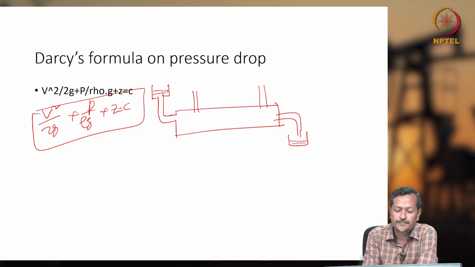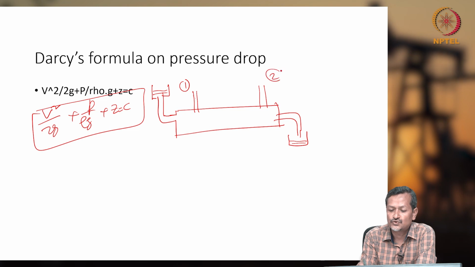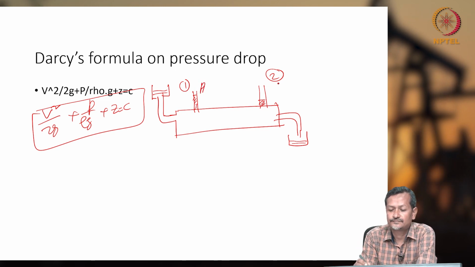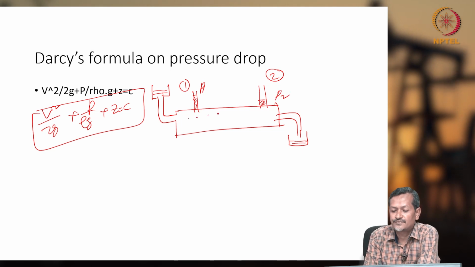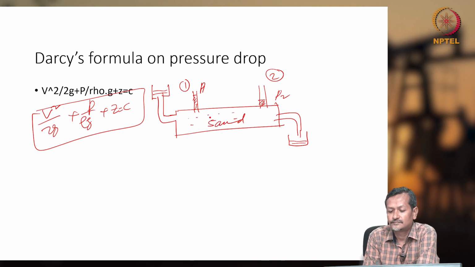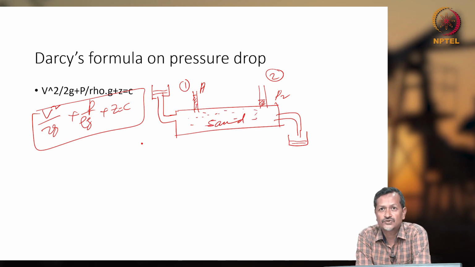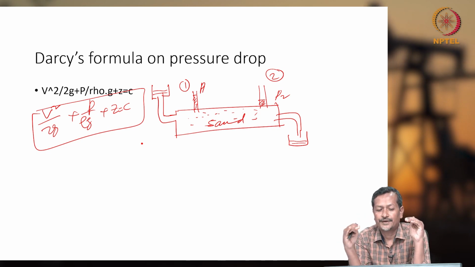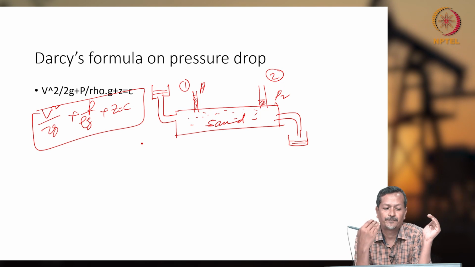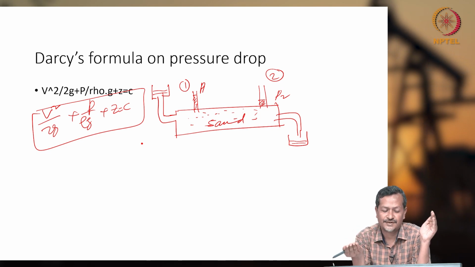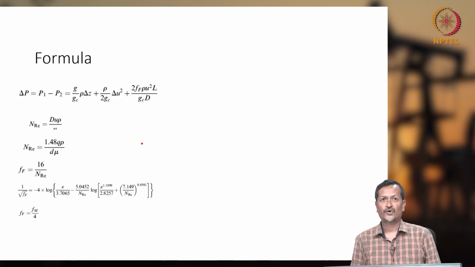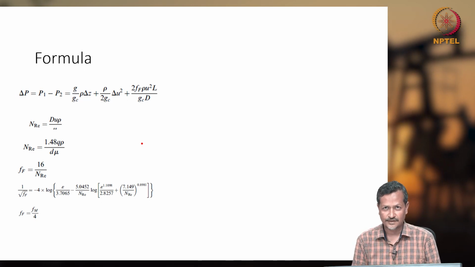Okay, so this is 1, this is 2. At 1 he got very high pressure, at 2 he got very low pressure, and this is actually filled with sand. Because of the sand, the fluid got lots of resistance. So P1 to P2 pressure got changed. Using that, he proved this formula, V square by 2g plus P by rho g plus z is equal to a constant. Okay, now we have seen this Bernoulli's formula through Darcy's experiment.